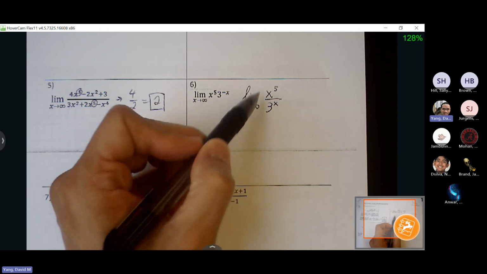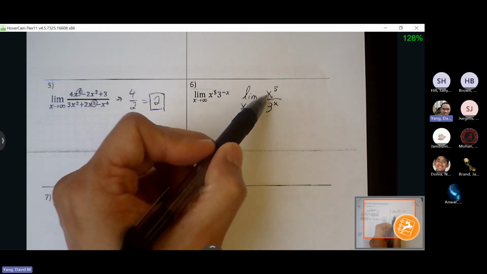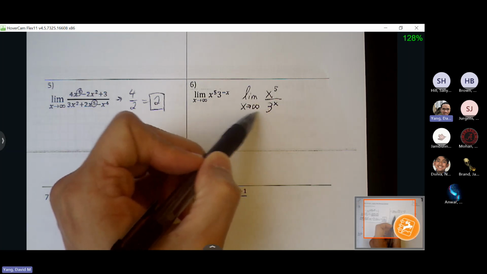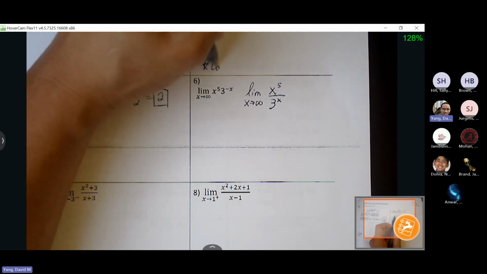But hopefully we can see that this is about comparing growth rates. These are different families of functions that are directly above each other. We can identify each of them, and x is also approaching infinity. So think about comparative growth rates.